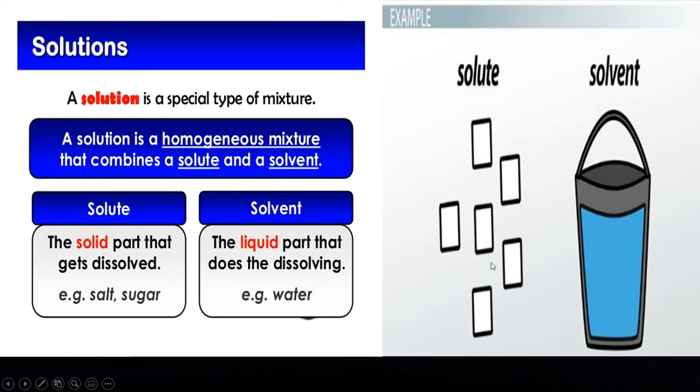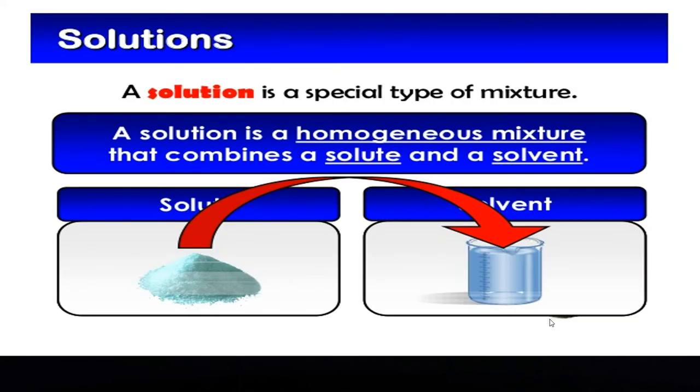So the solid is the part that's getting dissolved, for example, salt or sugar. The liquid, in this case the water, is doing the dissolving. And that creates a what? Correct. That creates a solution. A solution is homogeneous. So we take our salt crystal or our sugar crystal and we put it in our solvent. And what again do we create? Ding, ding, ding, ding. Solution.